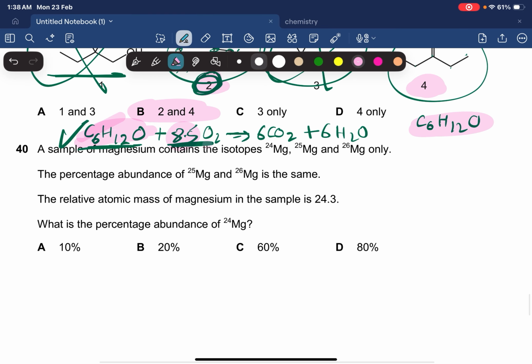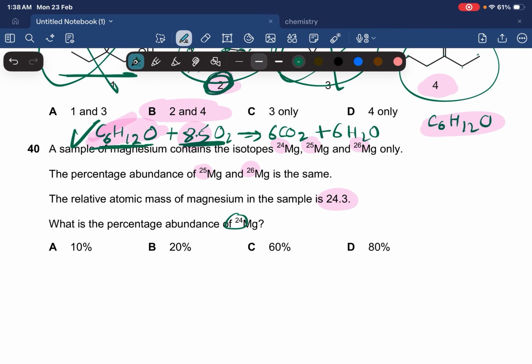Okay, a sample of magnesium contains Mg-24, 25 and 26. Only the percentage abundance of 25 and 26 is the same. If the relative atomic mass of the sample is 24.3, what is the percentage abundance of Mg-24? I can do it mentally. 25 and 26 are in equal amounts, so over here it's 25.5. Now the answer is coming out to be 24.3.